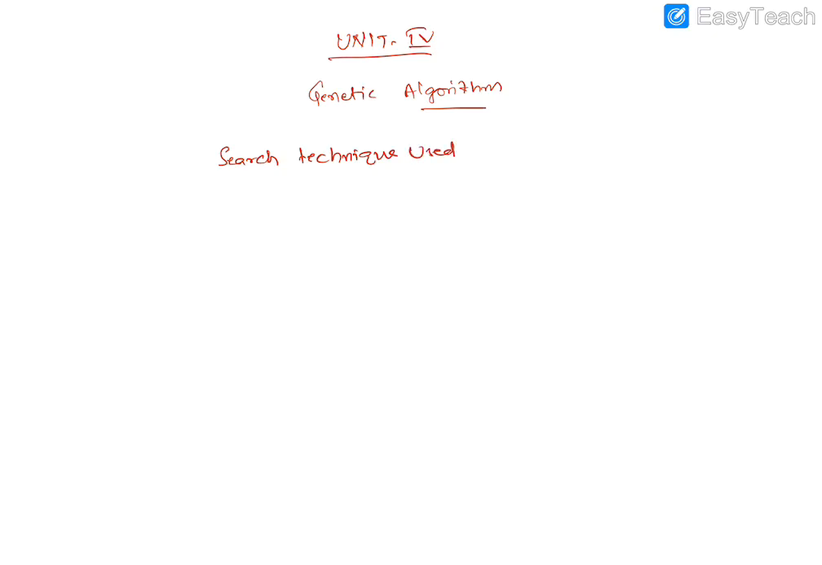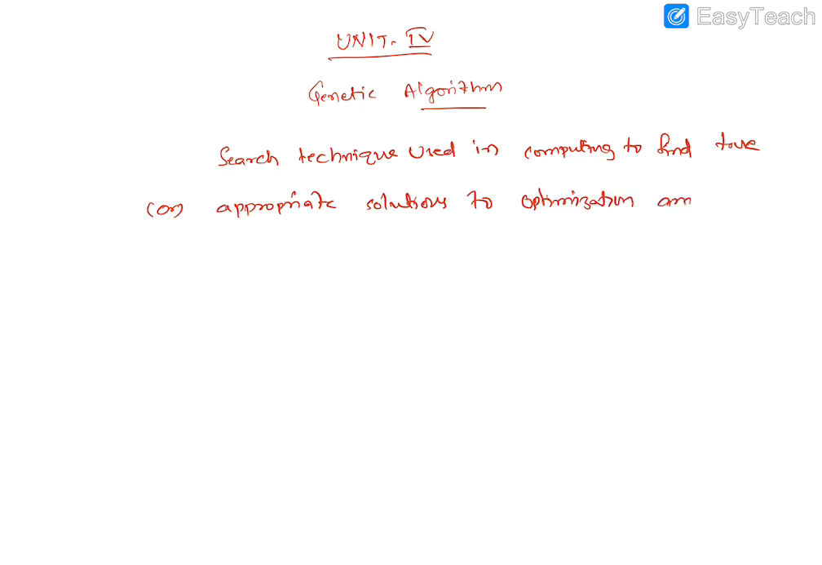used in computing to find true or appropriate solutions to optimization and such problems. So this is the definition of genetic algorithm.